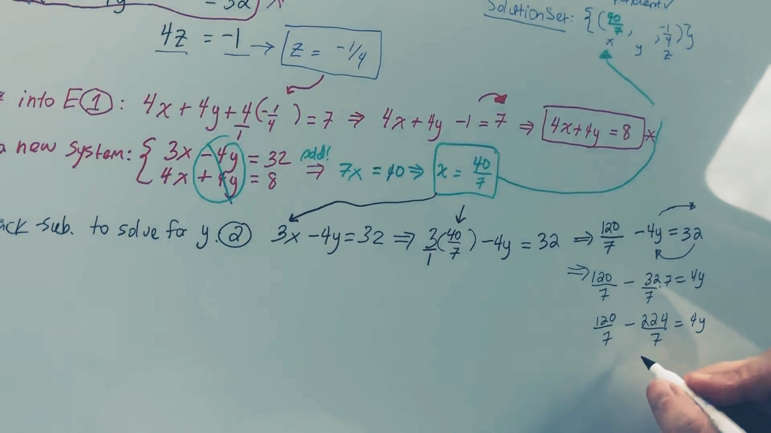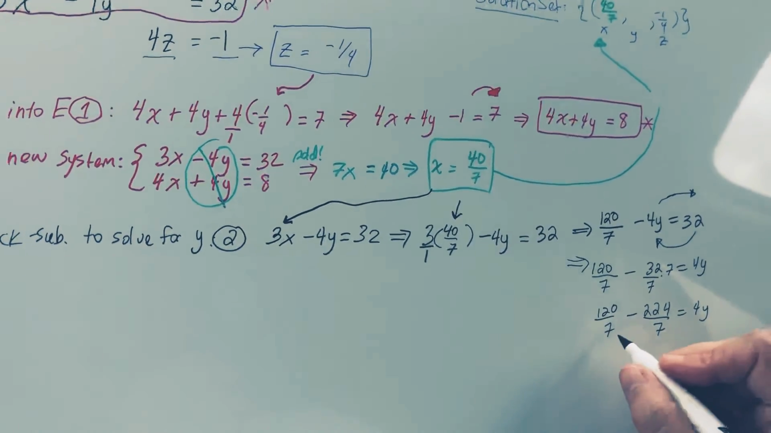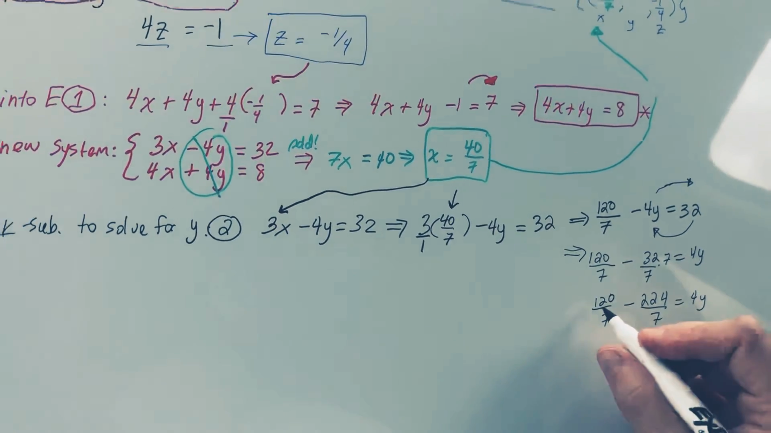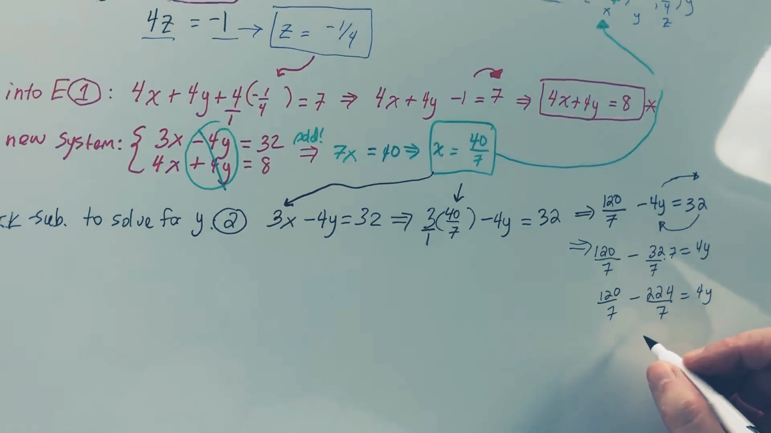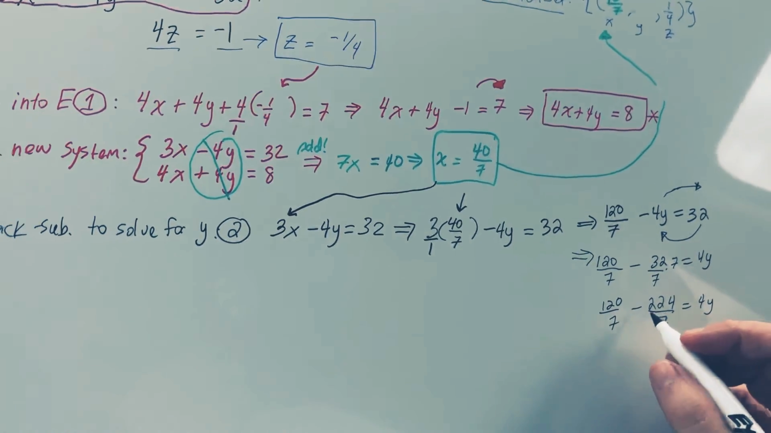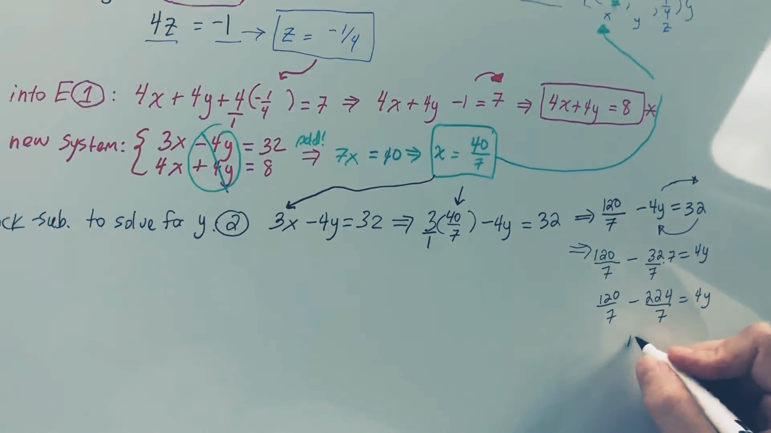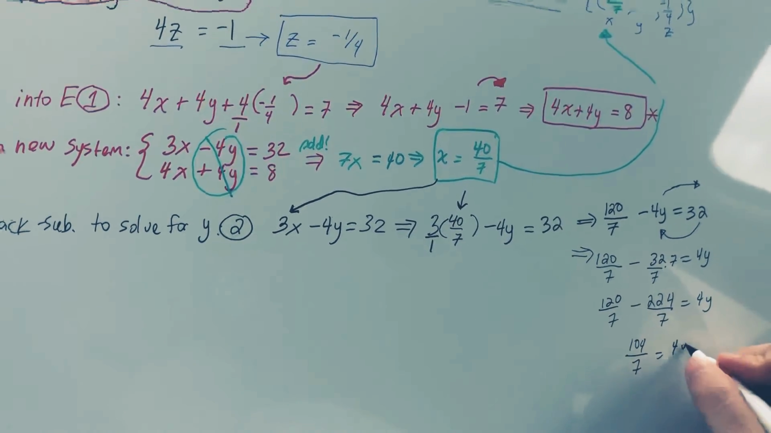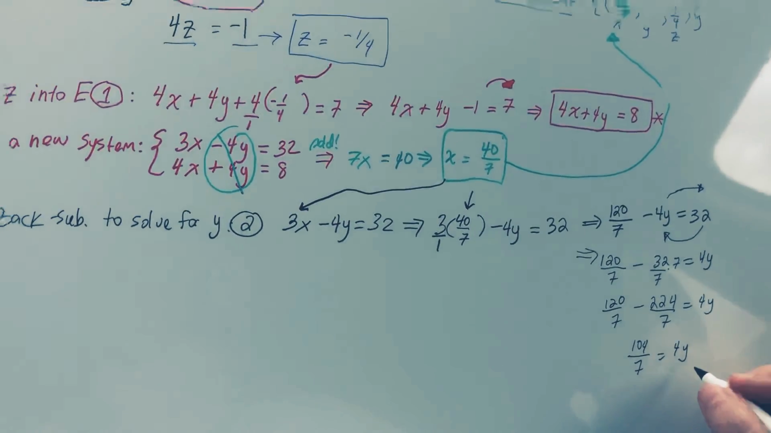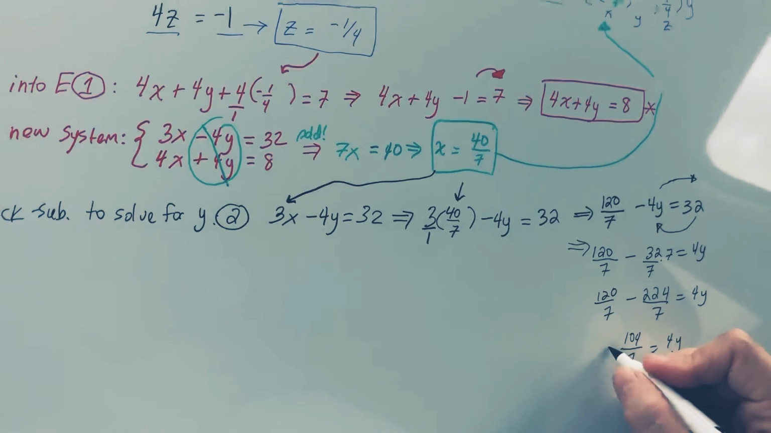Okay. So now at this point, what I would like to do is combine my numerators here. 120 minus 224. And what would that give you? Well, 220 minus 120 would just be 100. So we have 104 over 7 equaling 4y. Okay. So at this point, divide by 4 and you'll have y by itself. In other words, multiply by a quarter.